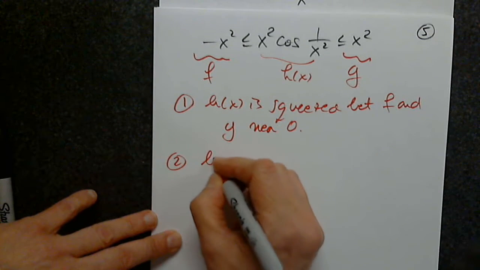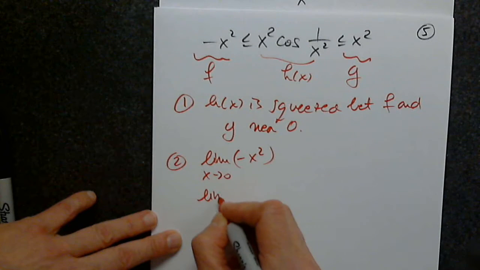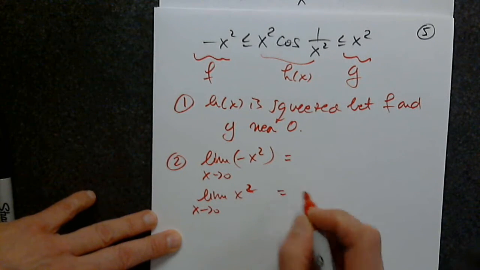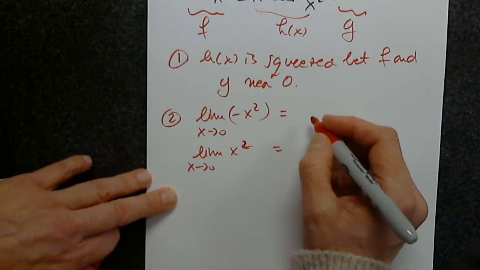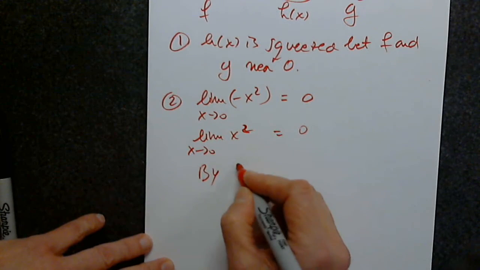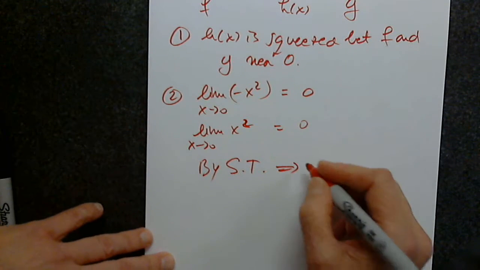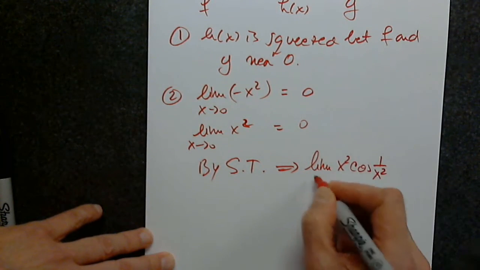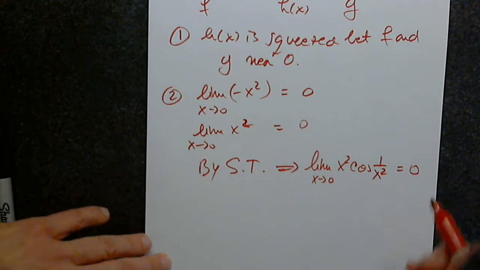Number 2, limit of -x squared when x approaches 0 and limit of x squared when x approaches 0 both exist and they are equal to 0. Therefore, by the squeeze theorem, from 1 and 2, what do I conclude about the limit of x squared cosine 1 over x squared as x approaches 0? 0. It must be 0.